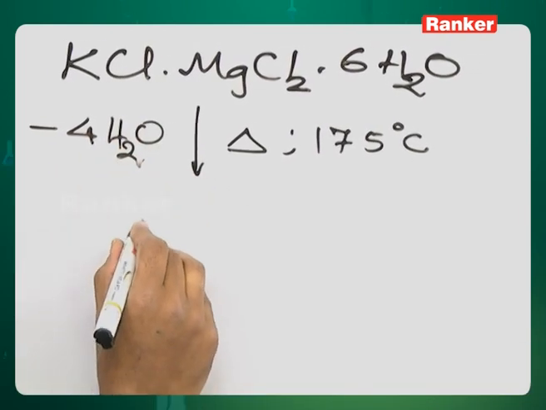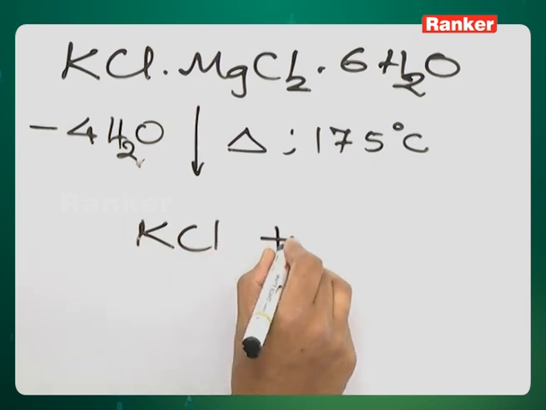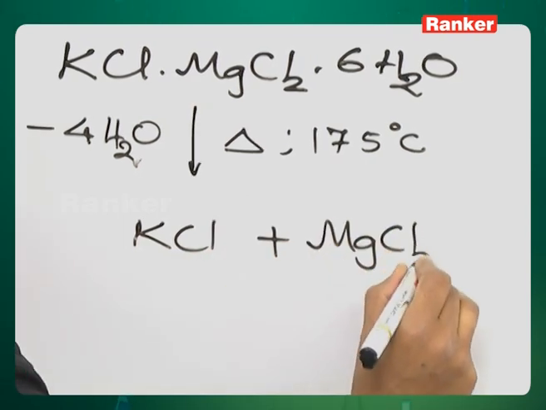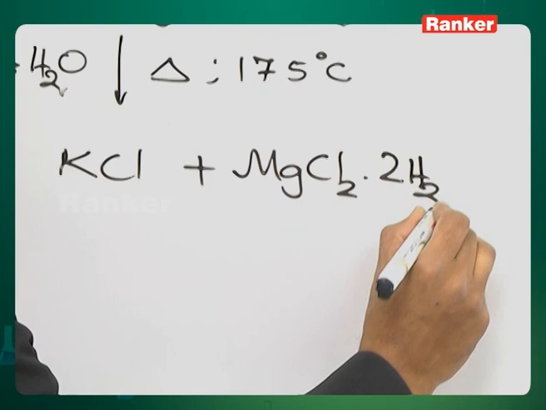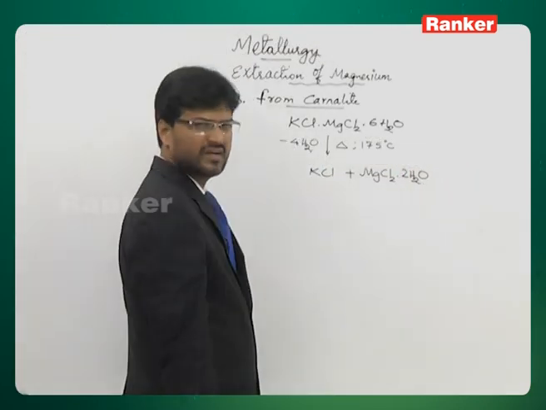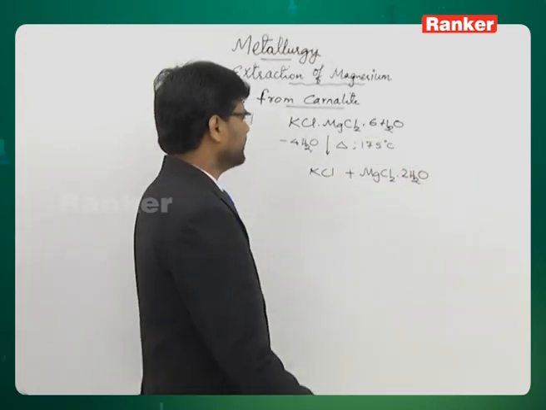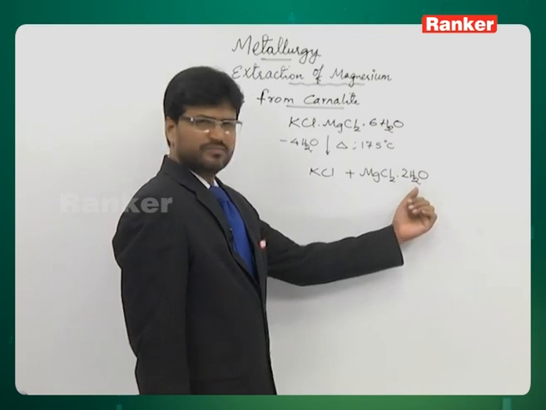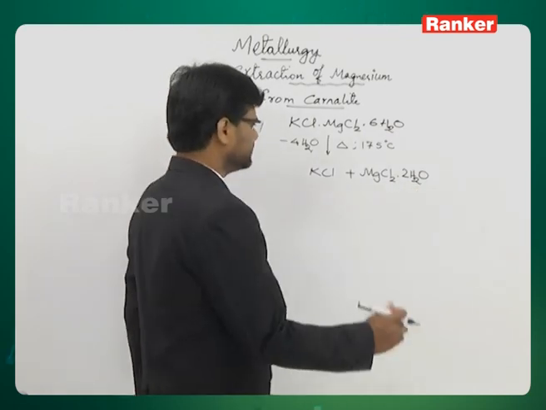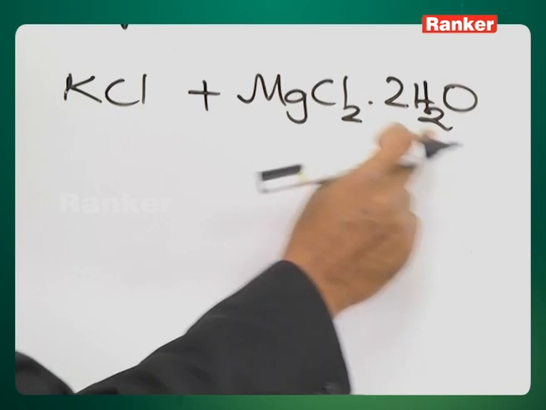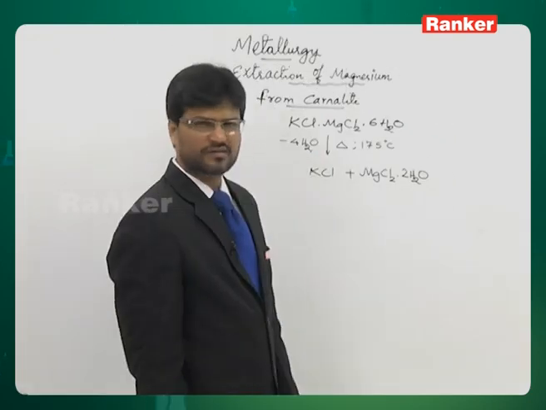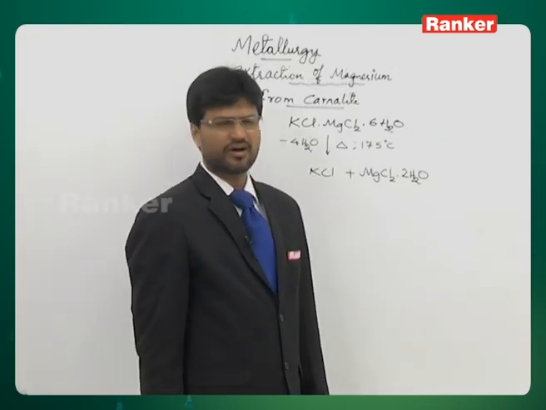You get KCl, MgCl2·2H2O, dihydrate. You cannot remove these water molecules by further heating, because if you do that, then MgCl2 will undergo hydrolysis to give magnesium oxide.